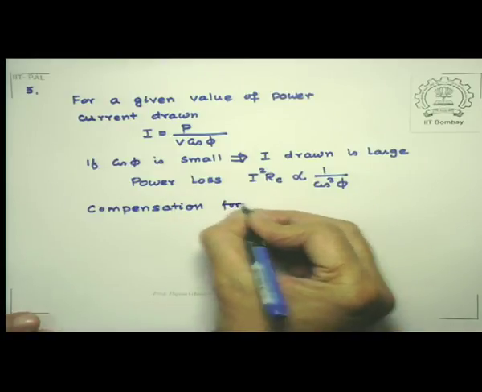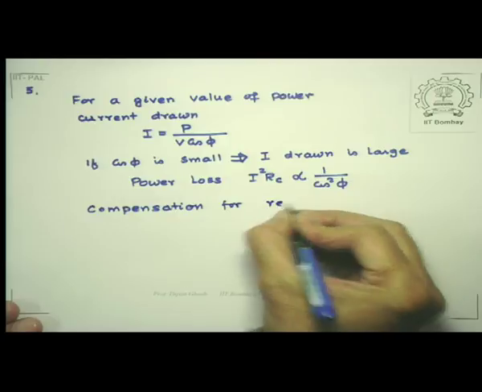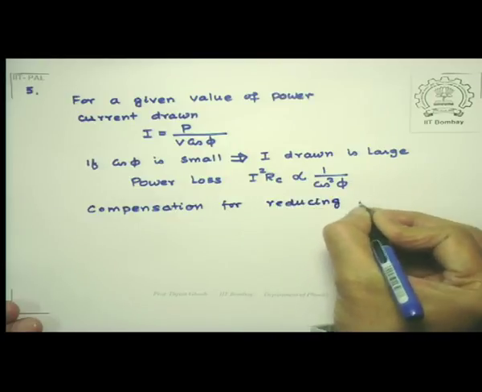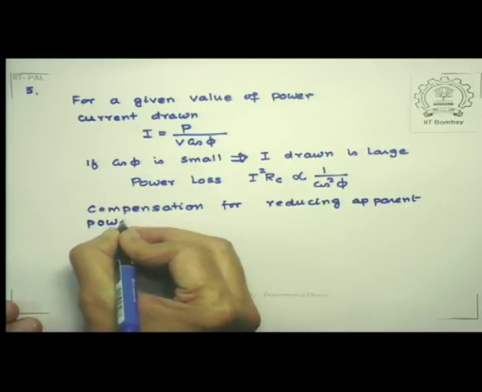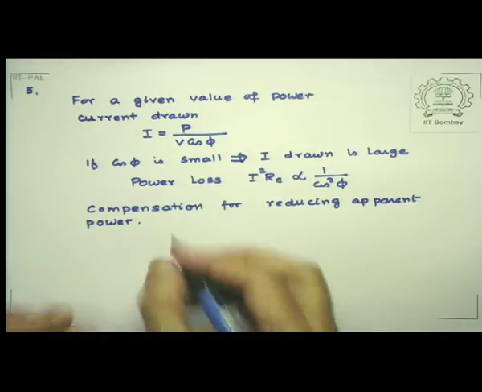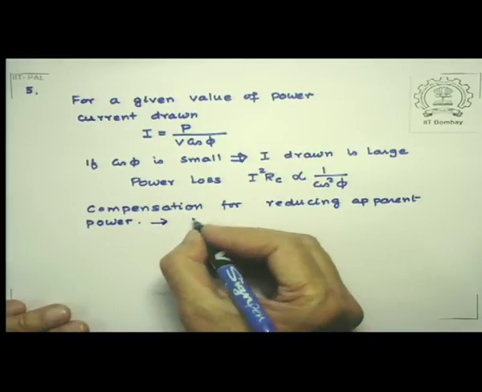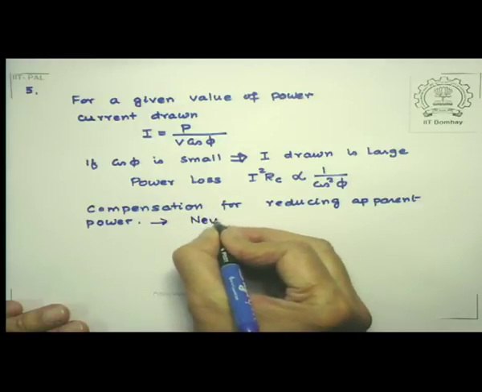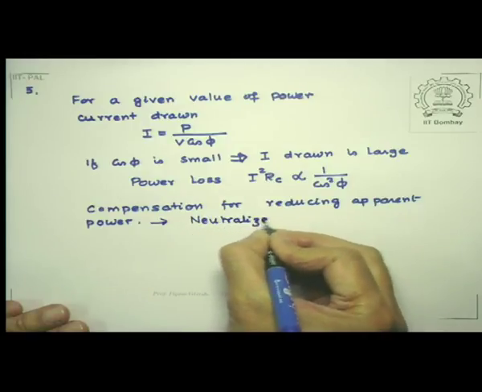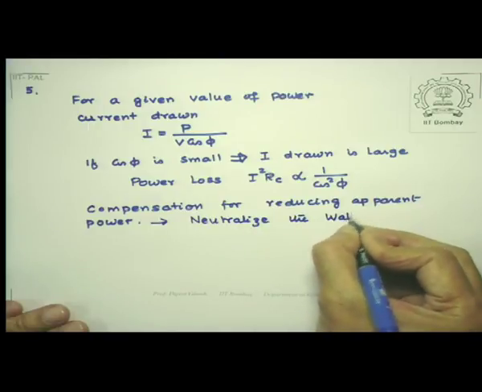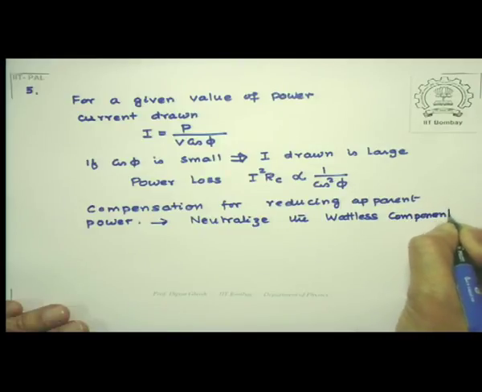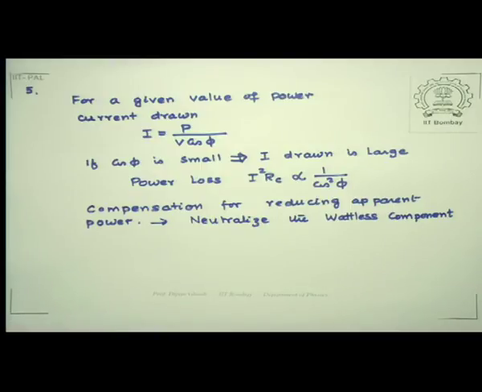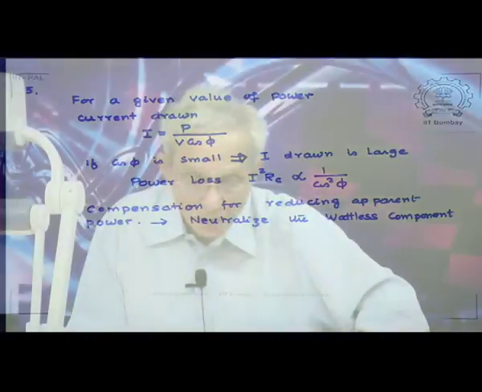compensation for reducing apparent power. So this essentially implies neutralizing the effect of the wattless component. Of course, one cannot probably do that exactly or completely, but one can try to make it as much as possible. So let's look at the power diagram again.